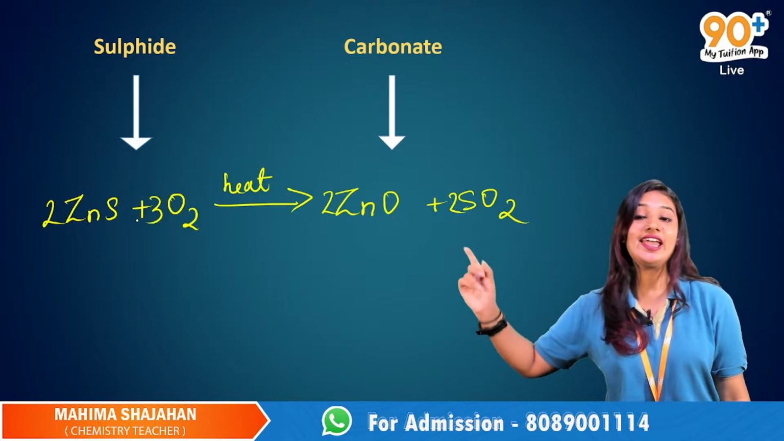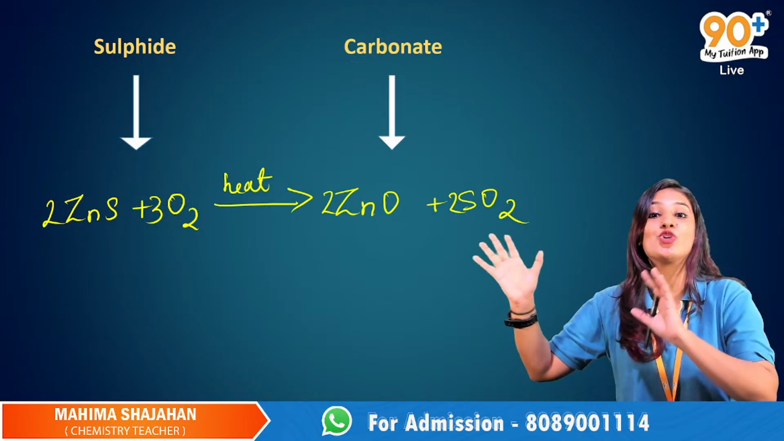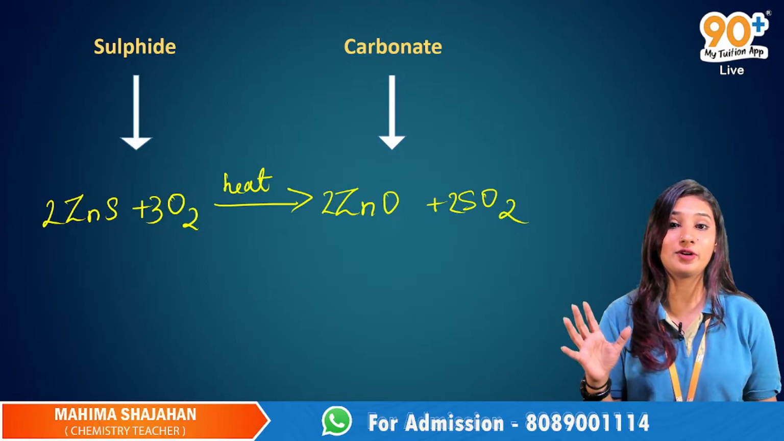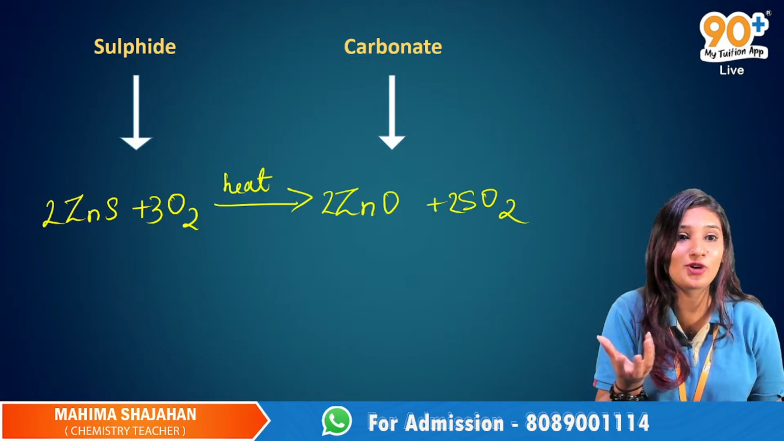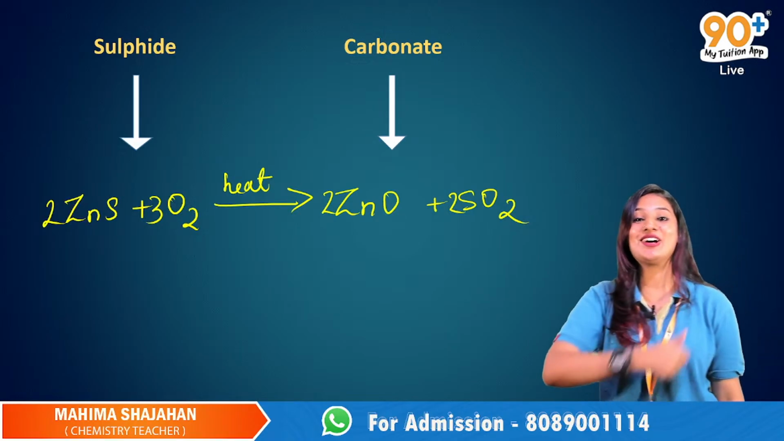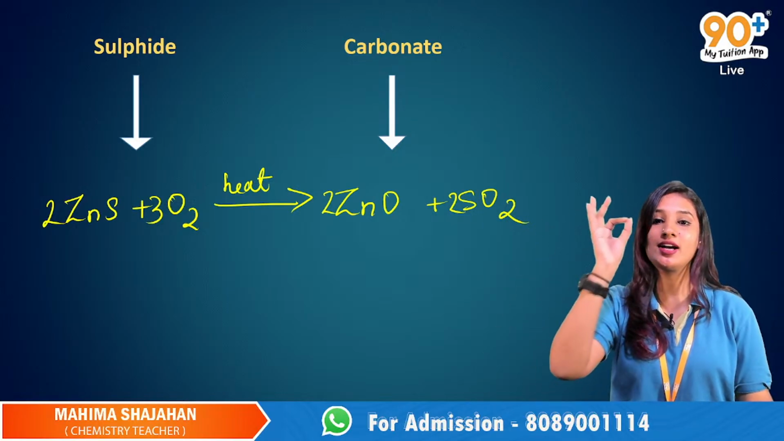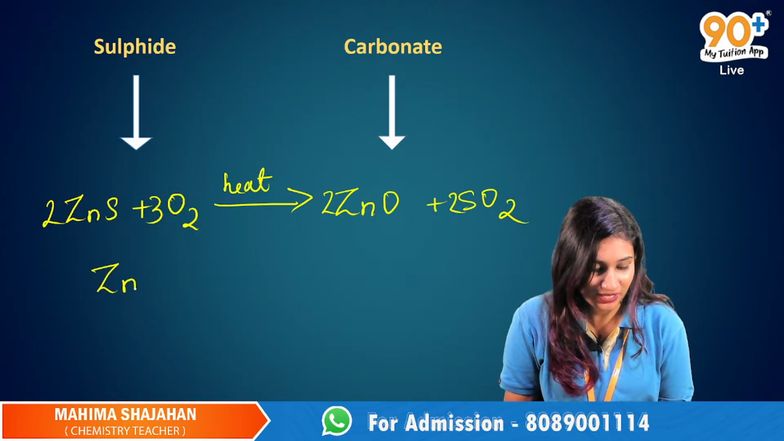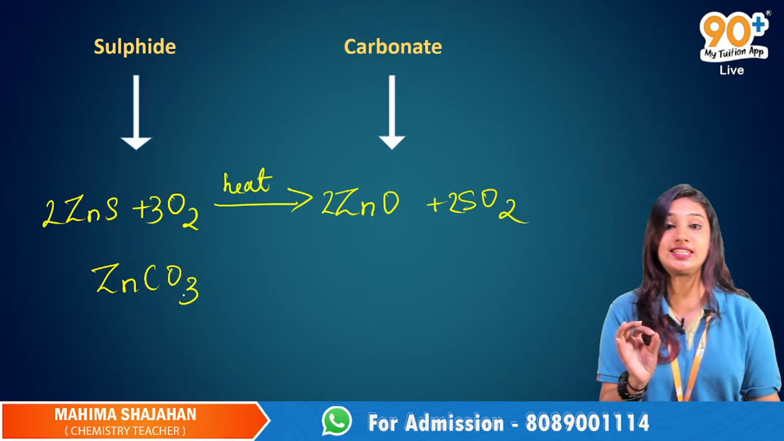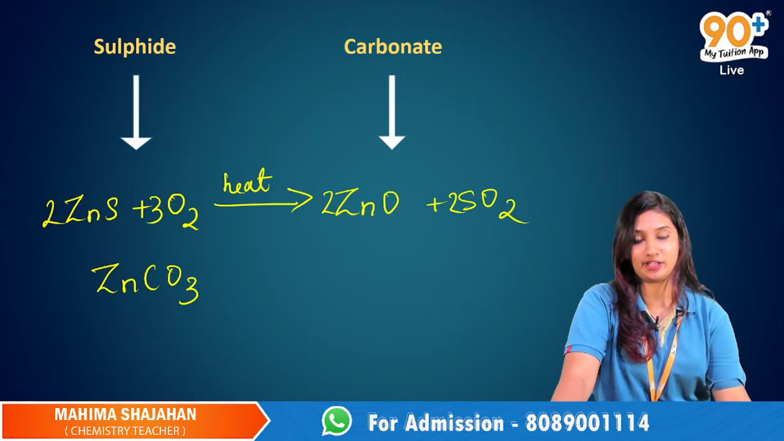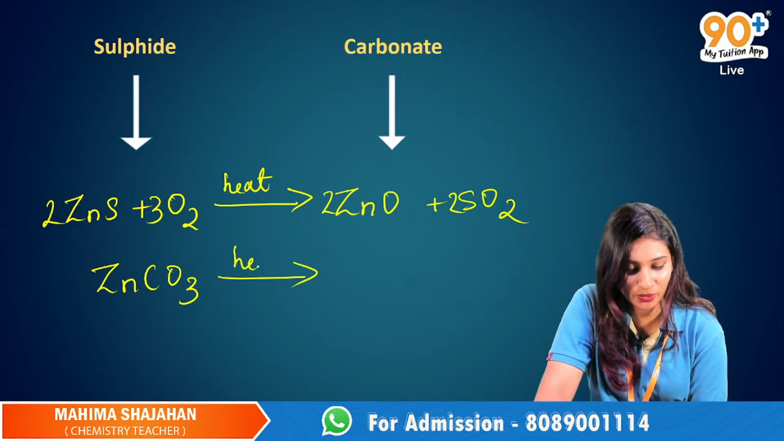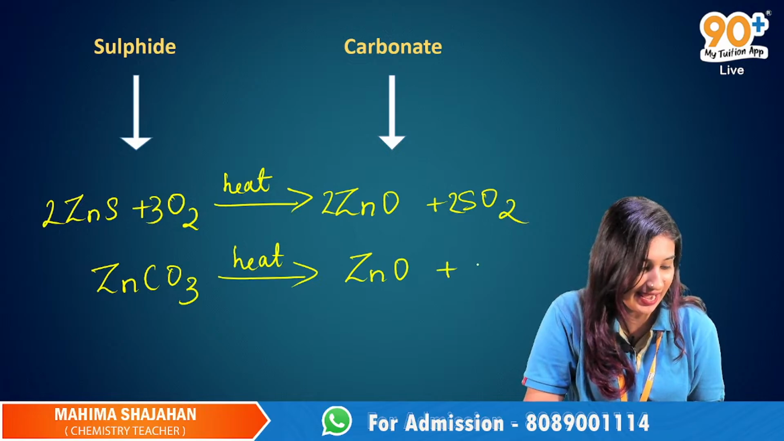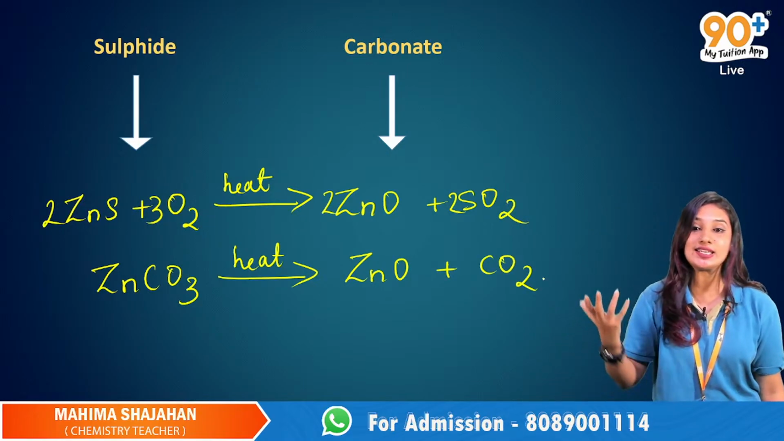So to convert sulfide ores into oxides, we conduct roasting. Now, what about carbonate ore? What is the process of converting the carbonate ore into its oxide called? Very good. It is nothing but calcination. What is calcination? Here, the carbonate ore is heated in limited supply of air. We get its oxide, and along with that, carbon dioxide gas is released.